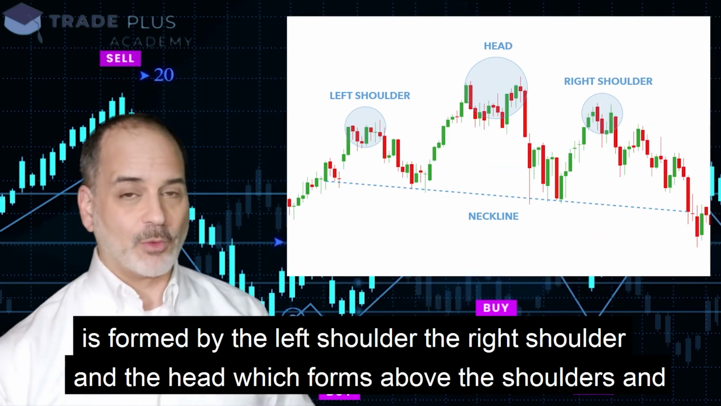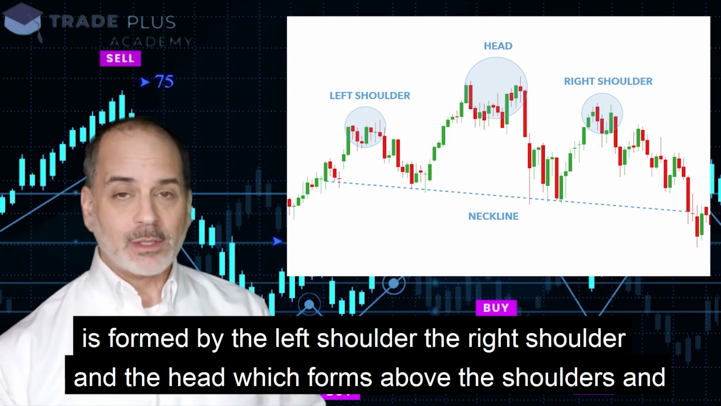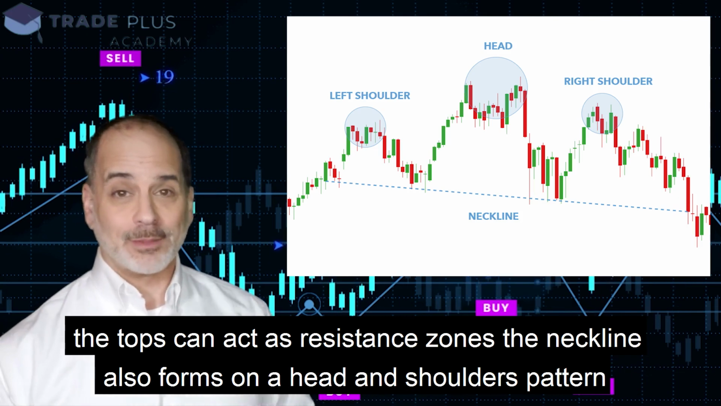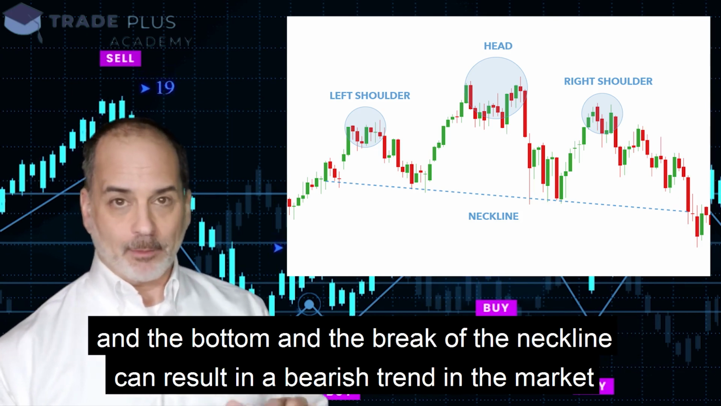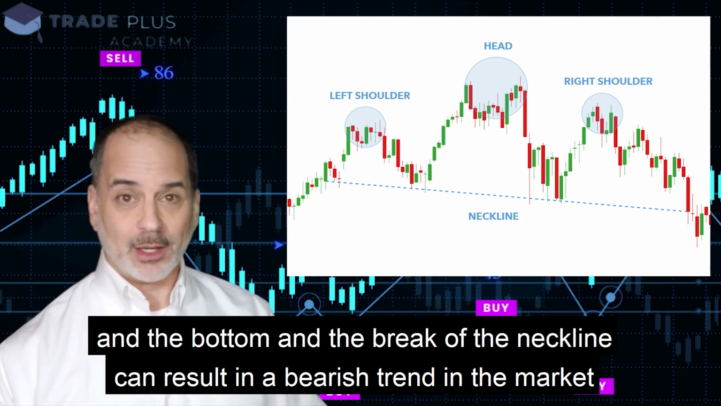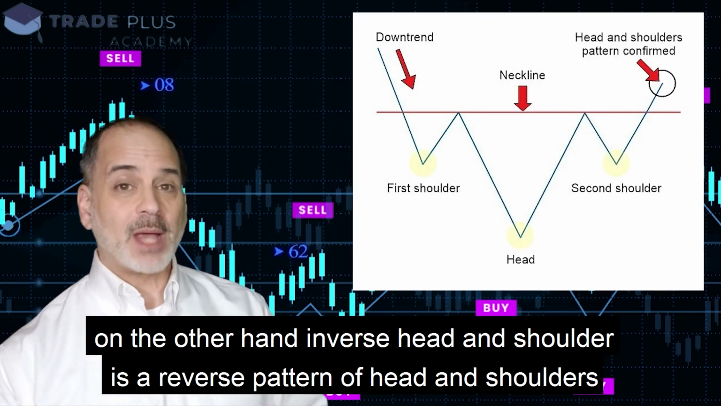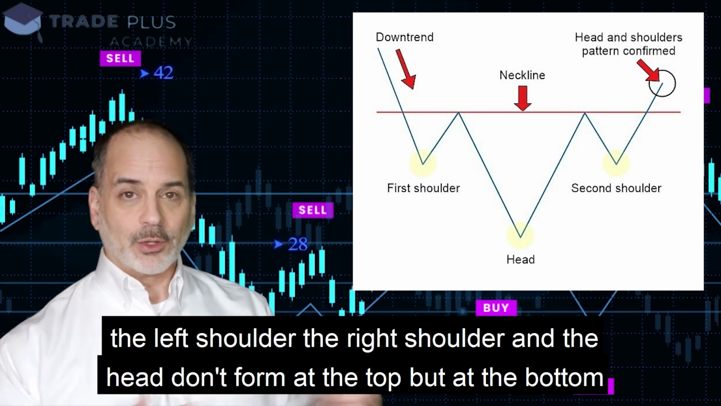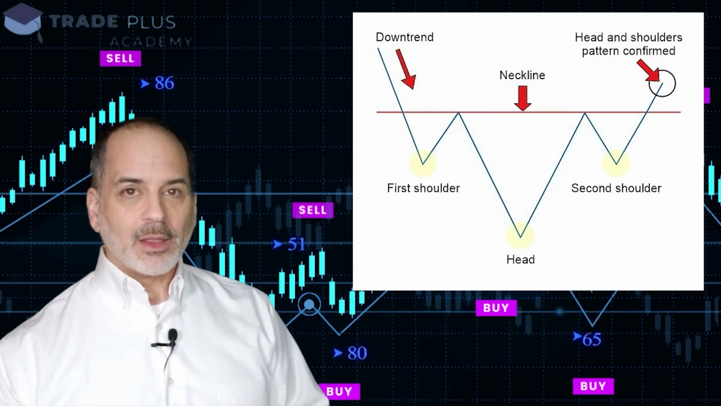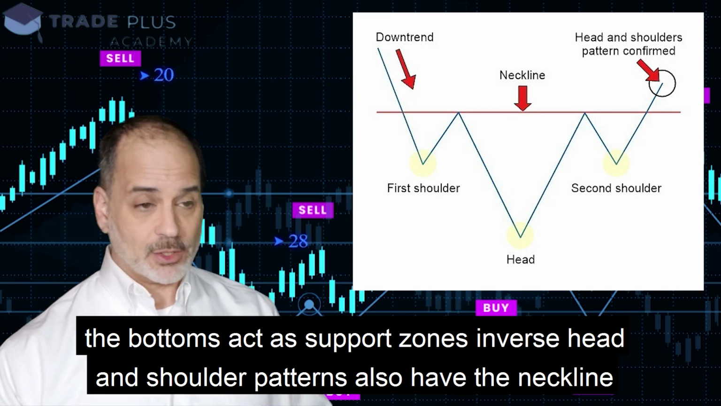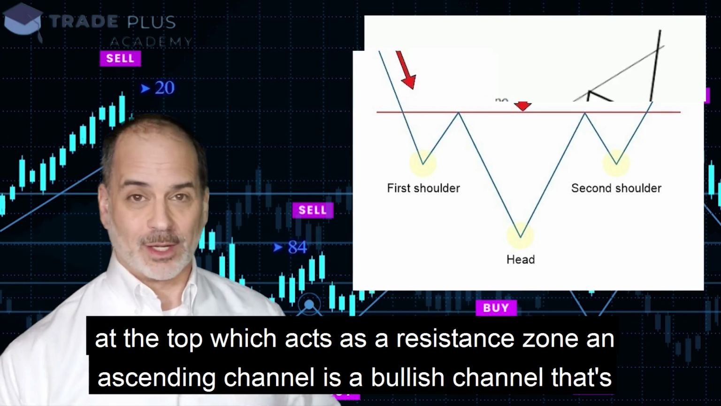The head and shoulders pattern is formed by the left shoulder, the right shoulder, and the head, which forms above the shoulders, and the tops can act as resistance zones. The neckline also forms on a head and shoulders pattern at the bottom, and the break of the neckline can result in a bearish trend in the market. On the other hand, inverse head and shoulders is a reverse pattern of head and shoulders. The left shoulder, the right shoulder, and the head don't form at the top, but at the bottom. The bottoms act as support zones. Inverse head and shoulders patterns also have the neckline at the top, which acts as a resistance zone.